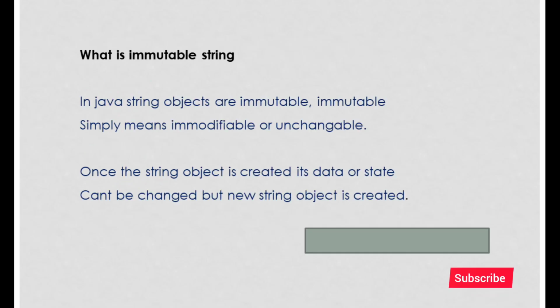So the next question is, what is immutable string in Java? So the answer for this is, in Java, string objects are immutable. Immutable simply means unmodifiable or unchangeable. Once the string object is created, its data or state can't be changed, but a new string is created. So when you create a string object, then you try to modify it, but it's saved in memory, so this is known as immutable string. We can't change or modify that string object.